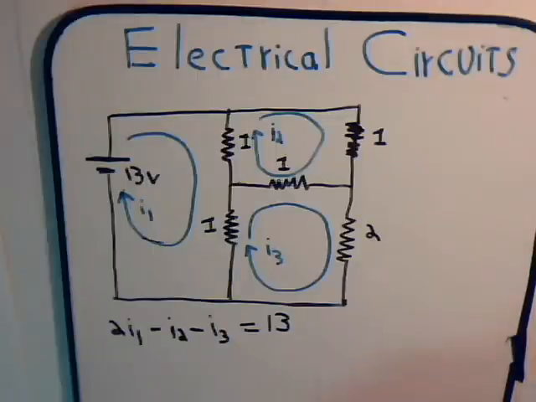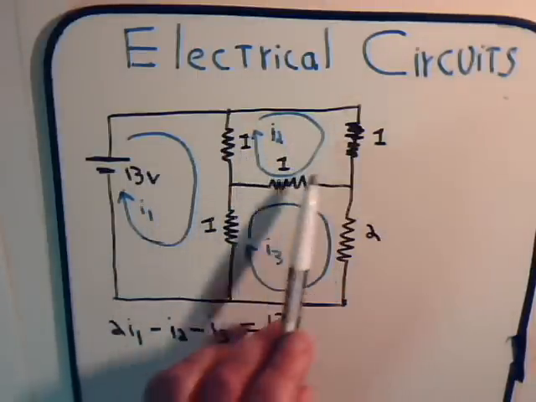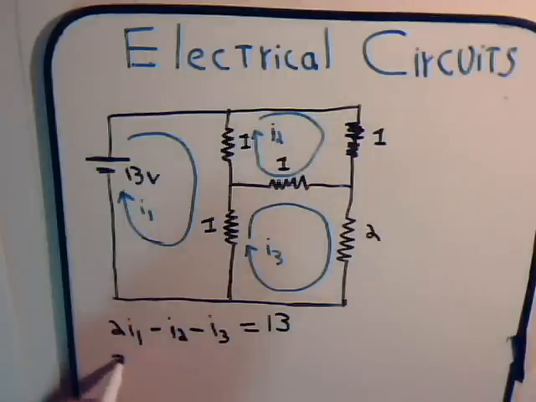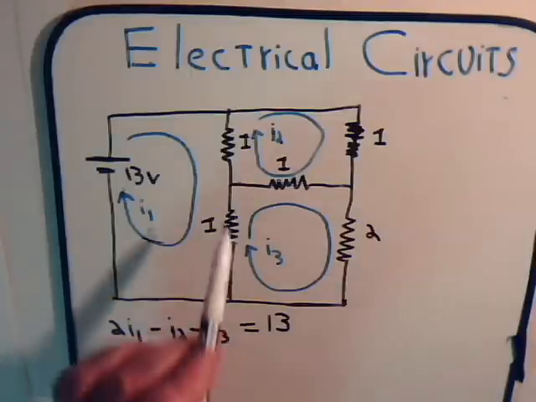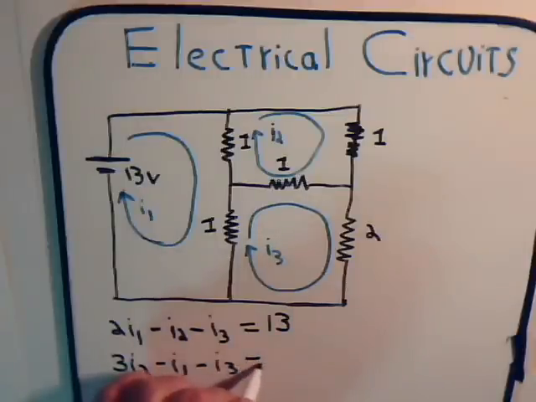Now we go to this loop, and current I2 flows through this resistor, this resistor, this resistor. So we have 3 I2, and then we're going to have minus I1, and then I3 goes through this resistor, so I have minus 1 times I3, and no voltage source in that loop, so it's set equal to 0, and this is our second mesh current equation.